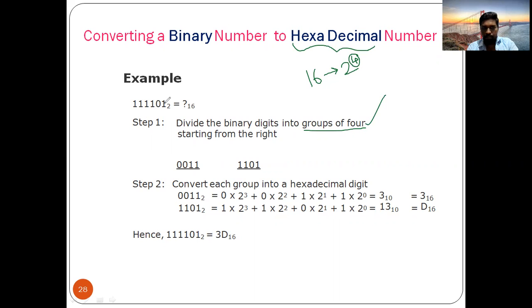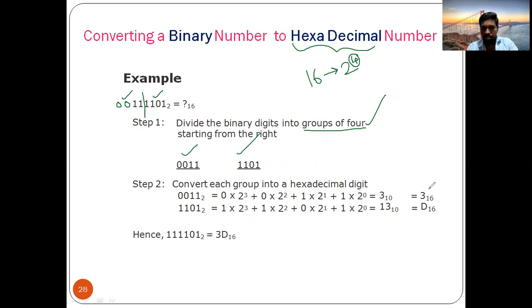So the given question, 1, 2, 3, 4. This will be one group, and here you have only 2 bits. So you add 2 zeros for your convenience. So this is one binary number. This is one binary number. See, you got 2 numbers like this when you divide into groups.